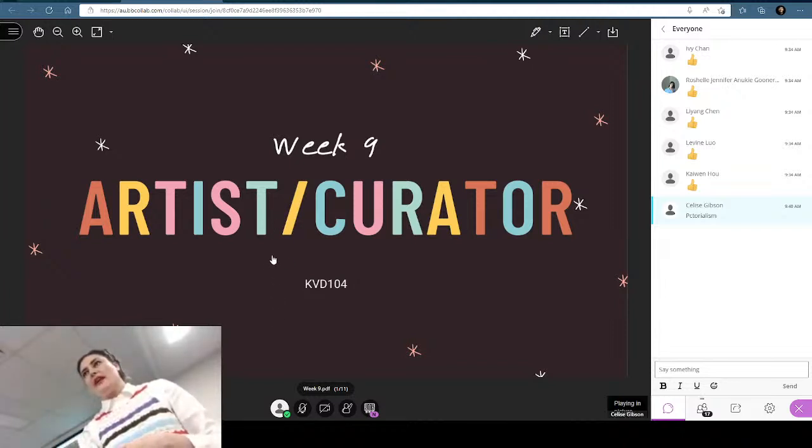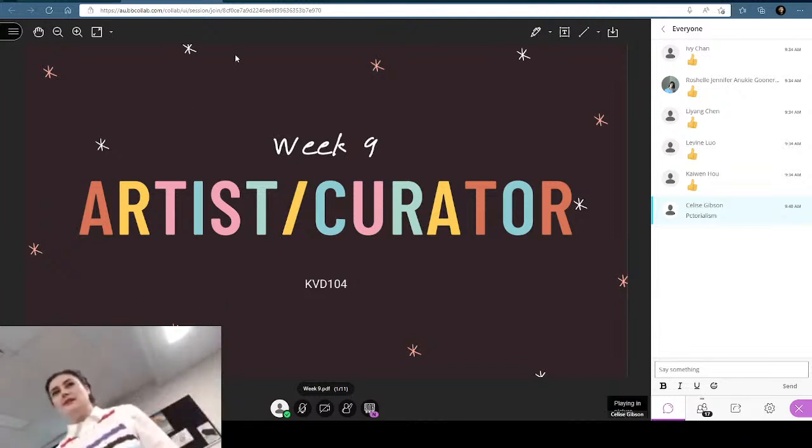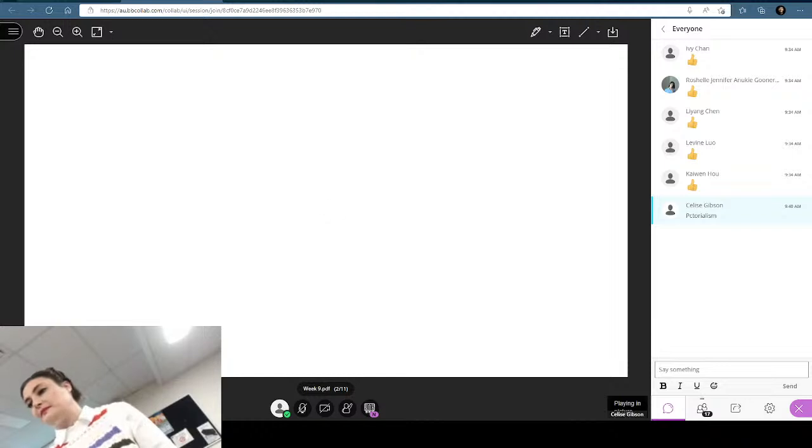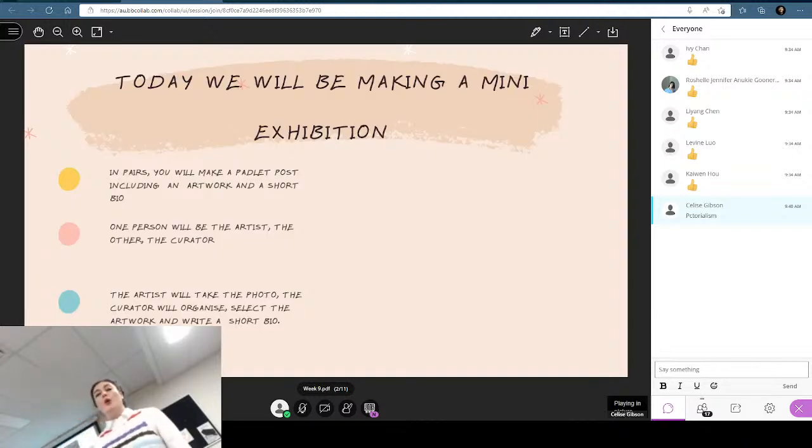Today, we're going to focus on that idea of a theme. And the reason we're focusing on that idea of a theme or a concept is because your folio is also looking at a theme or a concept sustained over a series of images, not just a single image that contains that theme or concept. So today, we're going to make a mini exhibition as a class.